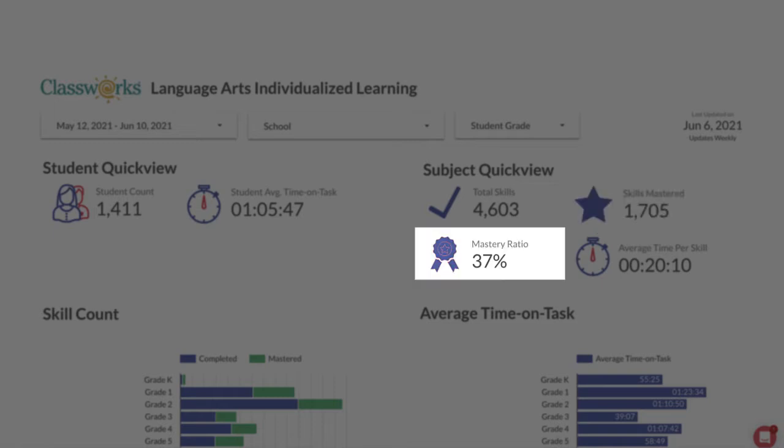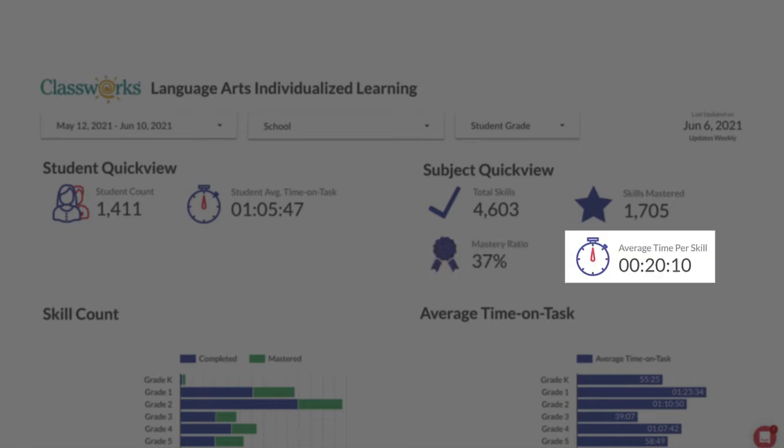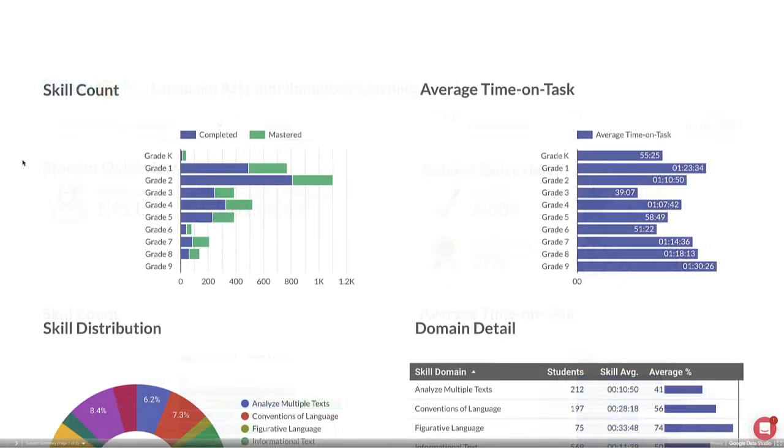Mastery ratio is the skills mastered divided by the total skills, and that equals the mastery percentage. Average time per skill is the average amount of time students spent on each completed skill. Now let's take a look at the graphs you have available.